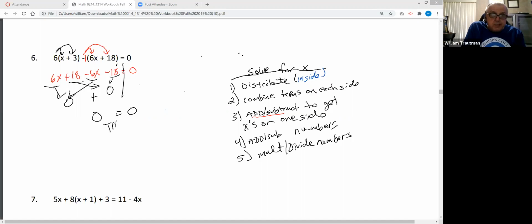Yeah, it's true. 0 does equal 0. It says 0 equals 0. So when it's true, remember those two things. Hopefully you wrote them down. False means no solution. True means an infinite number of solutions.